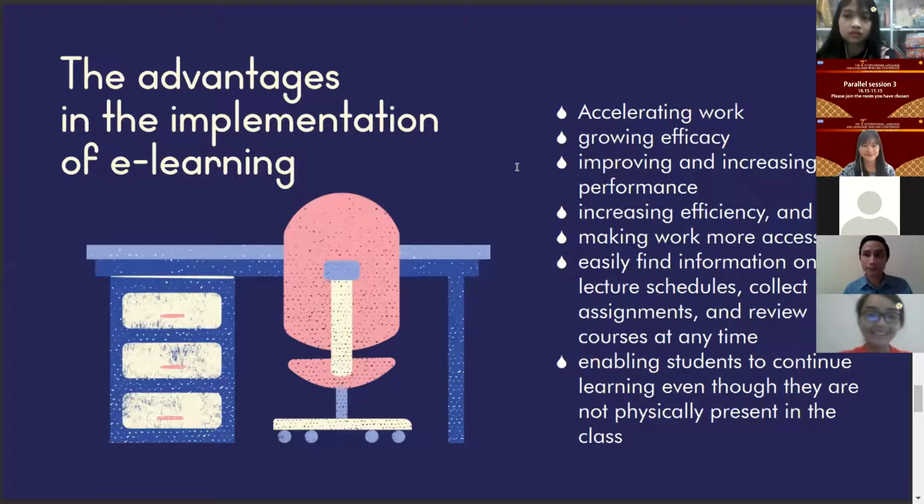Okay, thank you, Hannah. In the advantages of the implementation of e-learning, accelerating work, growing efficiency, improving performance, and making work more accessible are the advantages felt by students during the e-learning process. This finding shows that students consider e-learning to be simple, and the lecture materials are also uploaded easily. Furthermore, in terms of contact between students and with lecturers, e-learning is often useful so that discussions can take place.